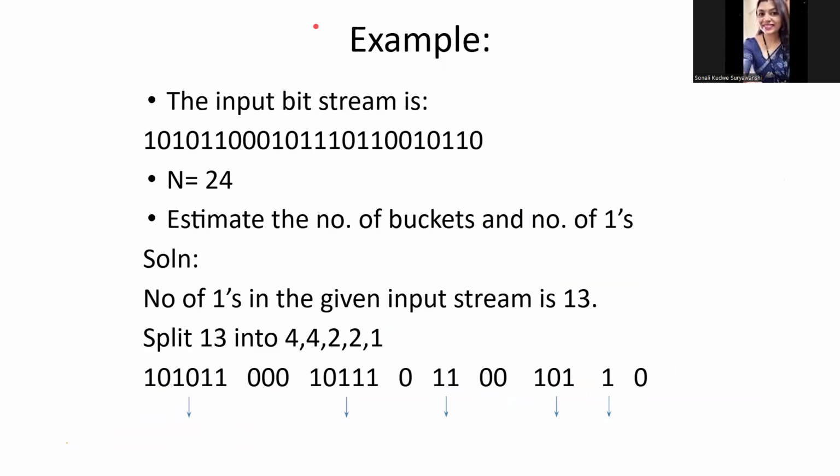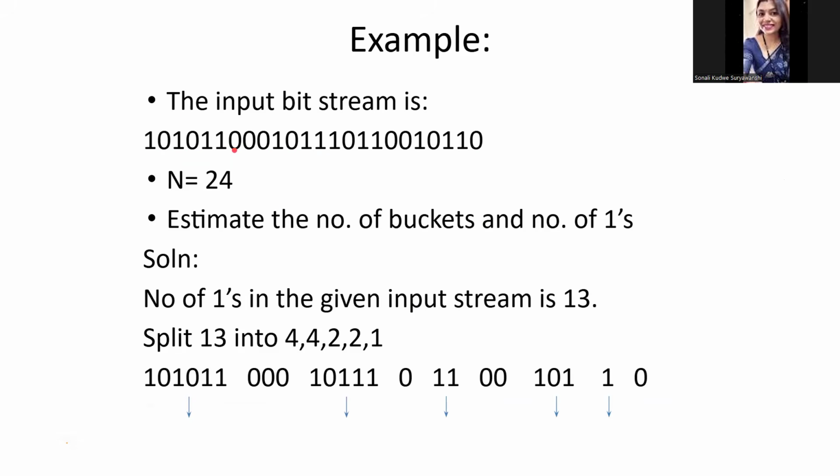Now let's take one example. This is an input stream given and here the window size is 24. That means whatever number of elements I get, I can hold 24 bits at a time in that window. So here, these are exactly 24 bits that I got. Now I need to find out the number of ones in this given window. How do I do that? I need to create buckets for this particular window.